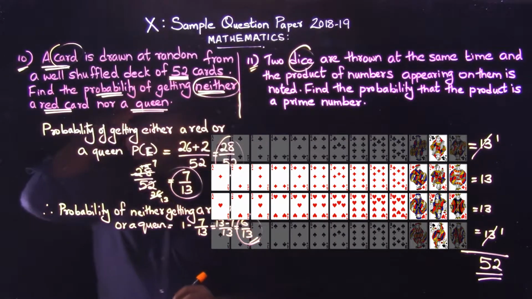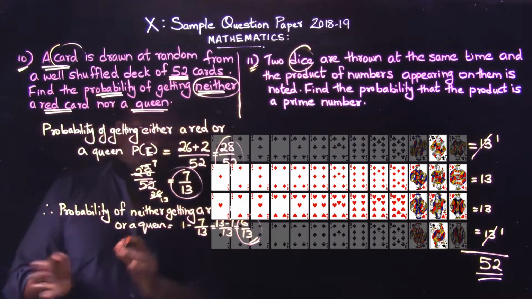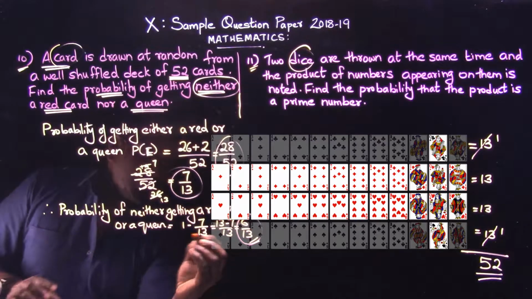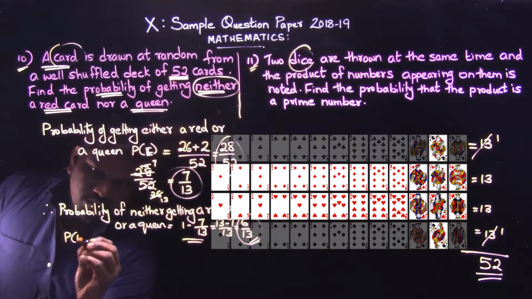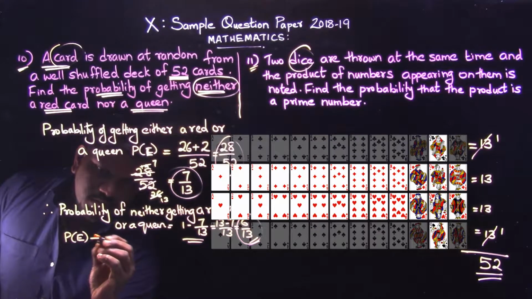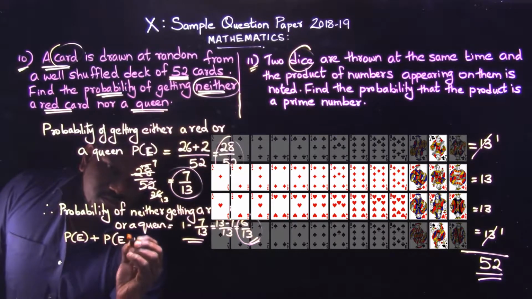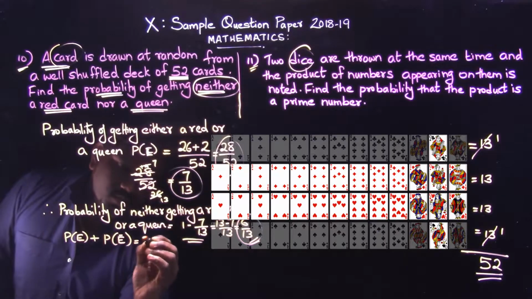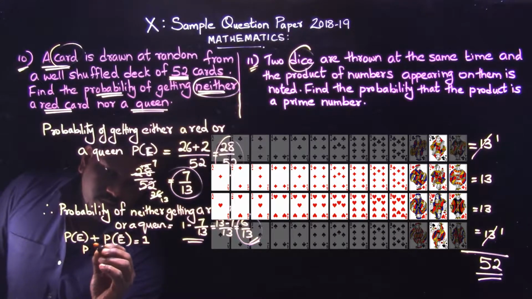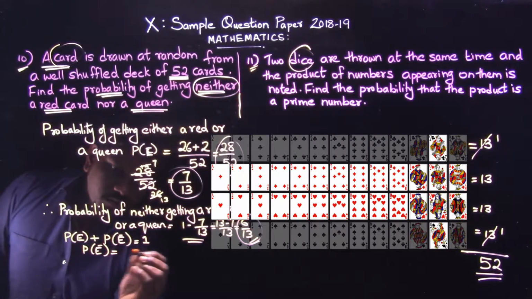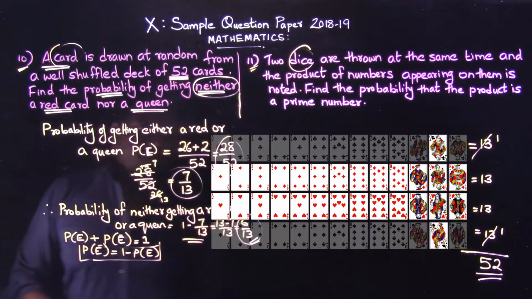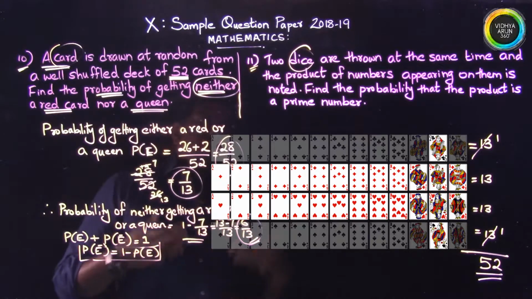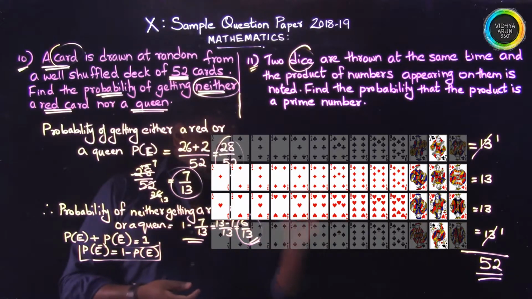This is how you get the probability, and how you get this is that you already know P of E plus P of E dash is equal to 1. From here, P of E dash is 1 minus P of E. This is how you get this. Fine, this is one way of doing it, which I have shown.